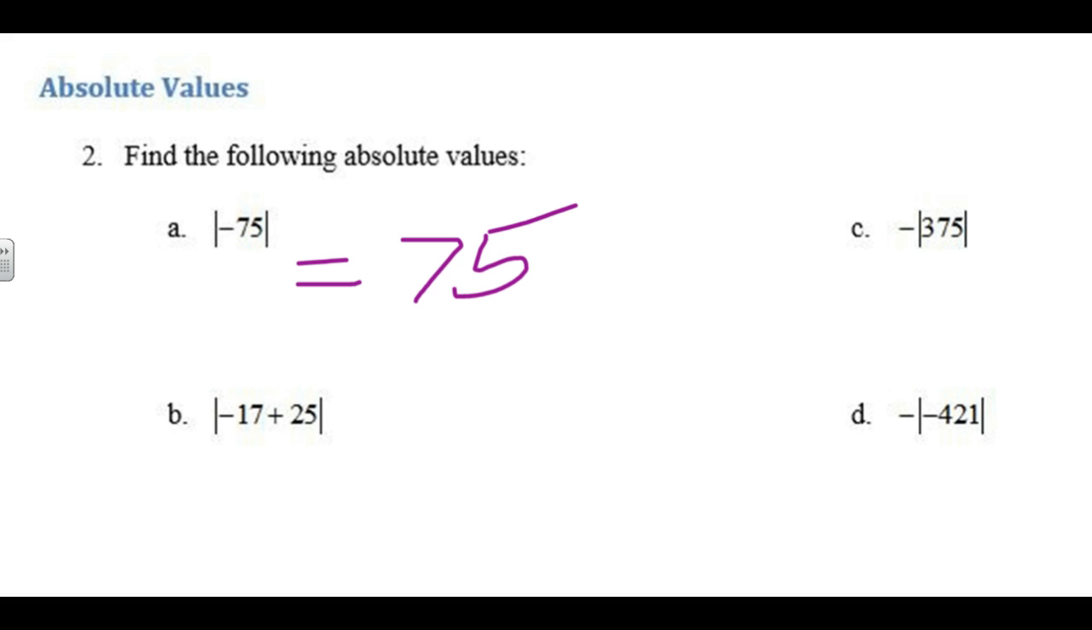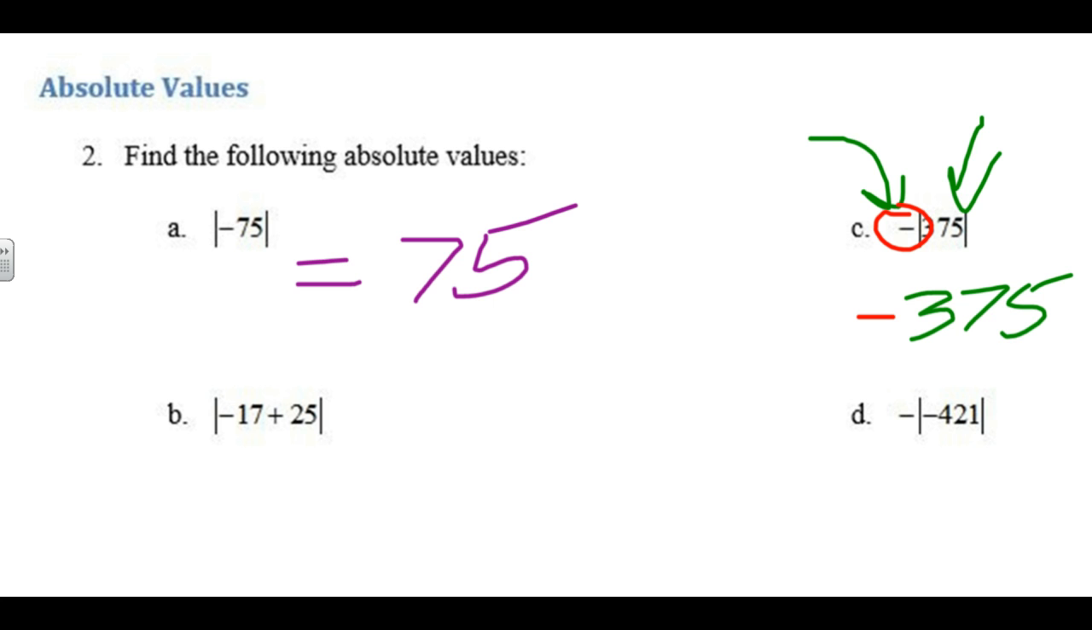Let's jump over to letter C. Here, the negative sign is outside the absolute values. So we take the distance, which is what the absolute value is, from 0 to 375 on a number line, which is 375. But this negative sign out here represents an opposite. It is the opposite of that distance. It is not included in the absolute values, so it stays in our final answer. That is negative 375.